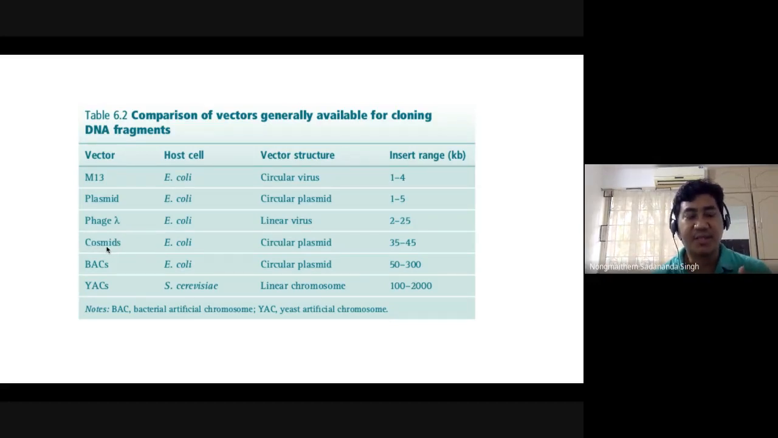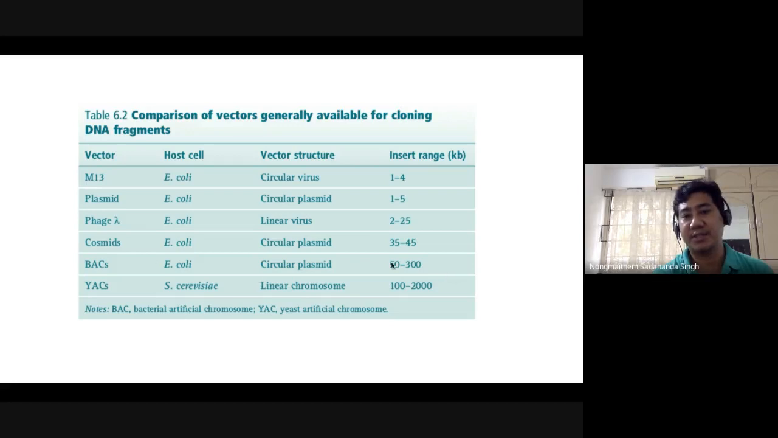These cosmids are a combination of bacteriophage elements and plasmid elements together. Okay, the reason you evolve all these things is that you can see the insert range, how big your DNA fragment can be. Depending on that, these different systems can be utilized.